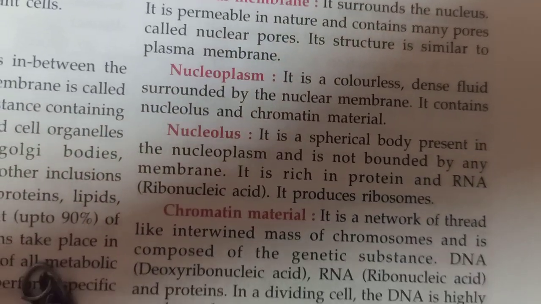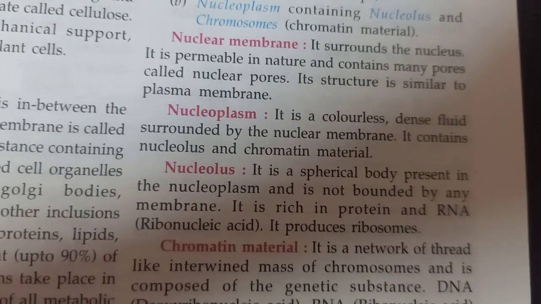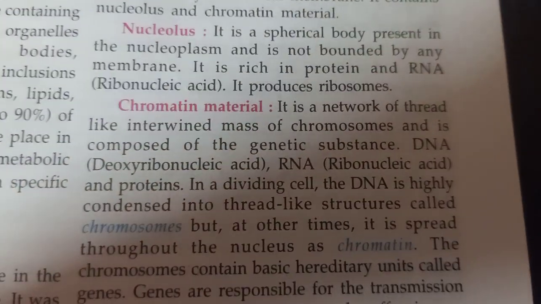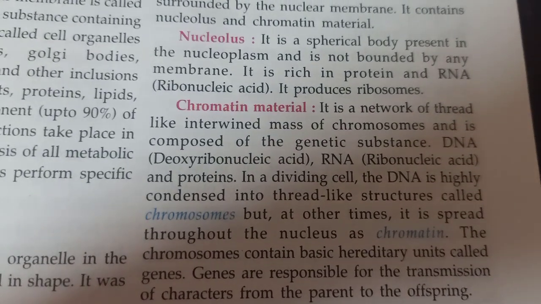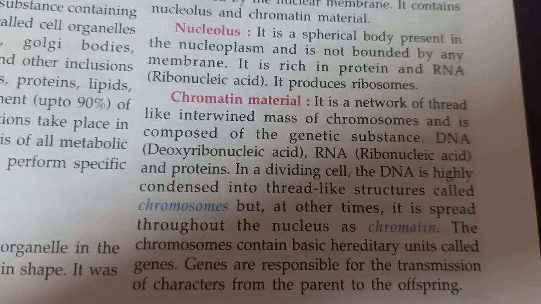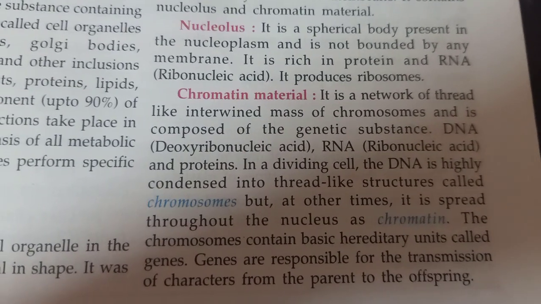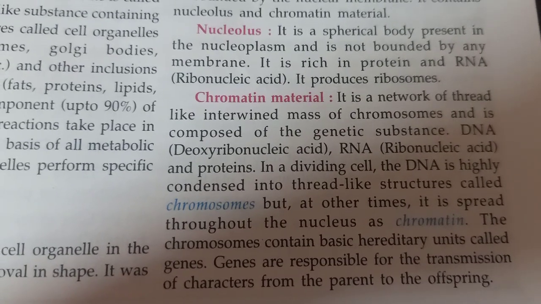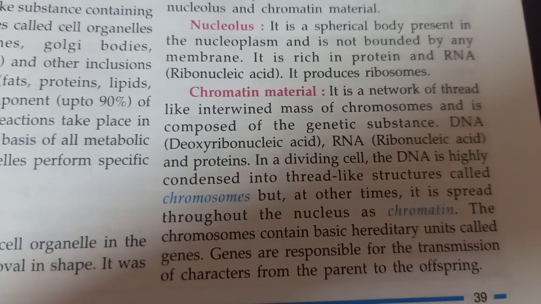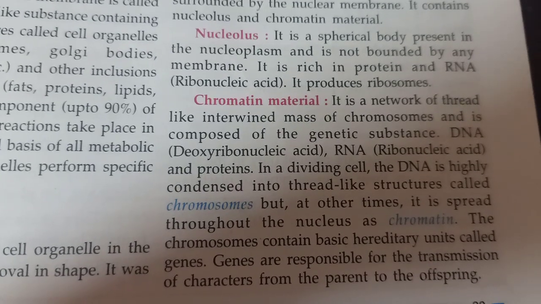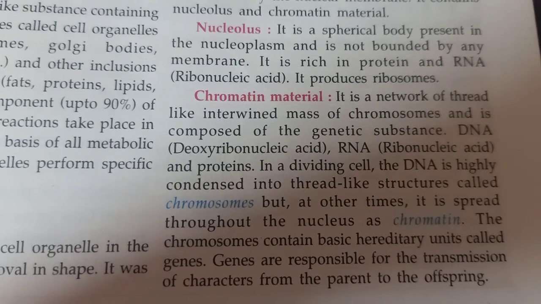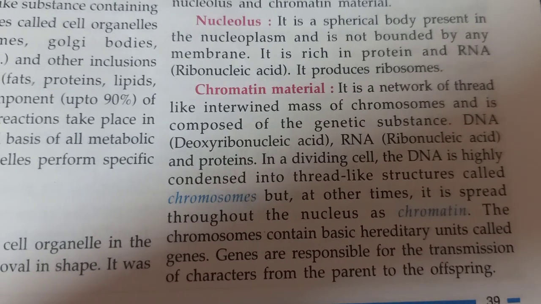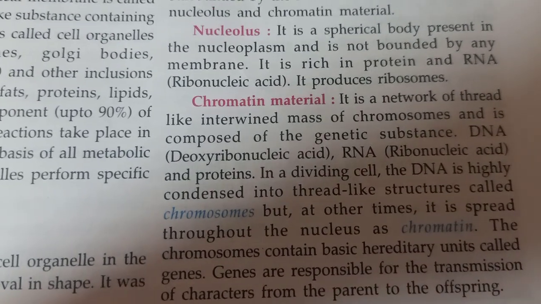Now the other one is chromatin material. It is a network of thread-like intertwined mass of chromosomes and is composed of the genetic substance. Chromatin material is a kind of network of threads which are an intertwined mass of chromosomes and is composed of the genetic substances. Now DNA, that is deoxyribonucleic acid, RNA, that is ribonucleic acid, and proteins, all these three combine and form the genetic substances.